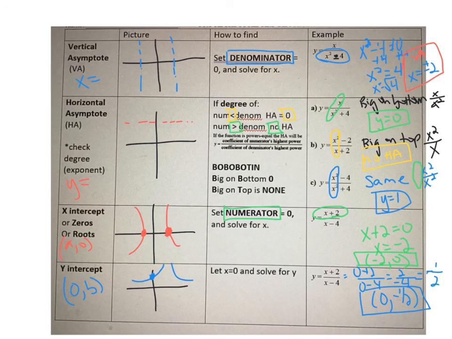Okay, so 4 key attributes that will help you graph a rational expression. Vertical asymptotes, or x equals equations, look at the denominator equal to 0. Horizontal asymptotes, or y equals equations, look at the degree. Remember BOBO BOTN. If the degree is bigger on the bottom, it's 0. If the degree is bigger on top, it is none. And if they are the same, you have to go with the coefficients. The x-intercepts, you're going to set the numerator equal to 0, and the y-intercept, you're simply going to plug in 0.